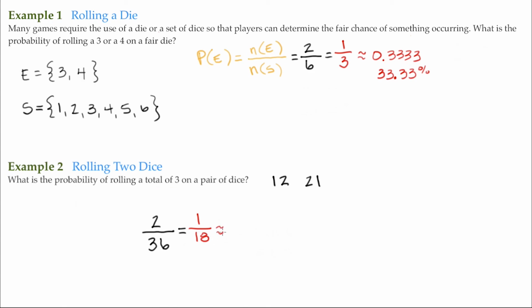And as a decimal, that's 0.0556, which of course we can write as 5.56%. And there we have it.